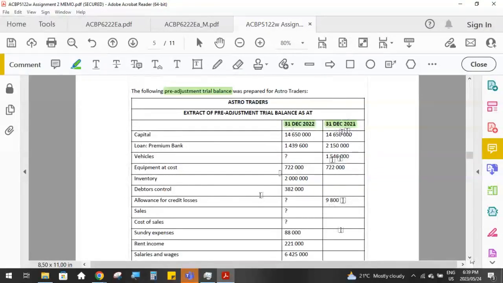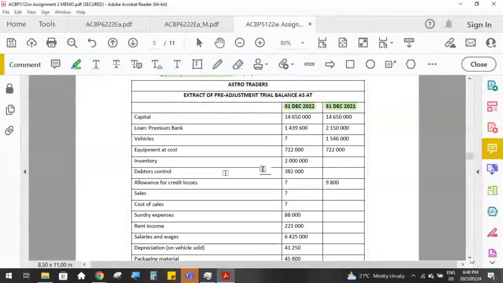Like for instance here, with vehicles, we know what the opening balance for the 2022 year was, because they've given it to us here, and then we have to work out from the information provided what the closing balance for December 2022 was. Okay, so if you take a look over here, they've got capital, loan, vehicles, equipment, inventory, debtors control, allowance for credit losses. So these accounts here are all our balance sheet accounts, statement of profit or loss.